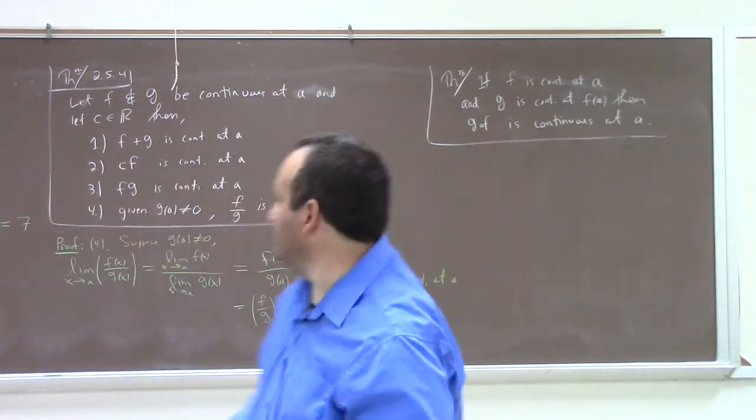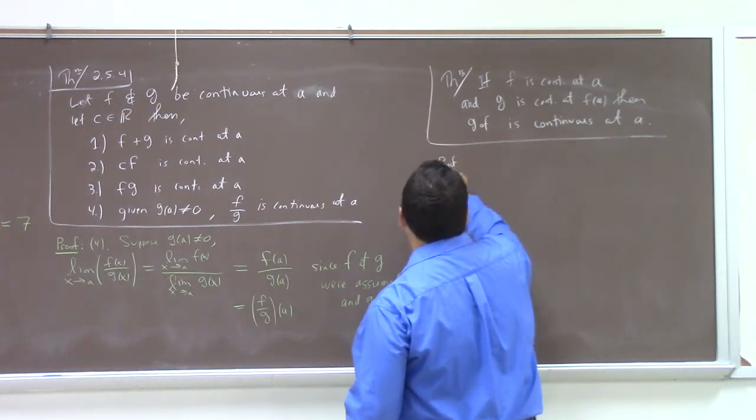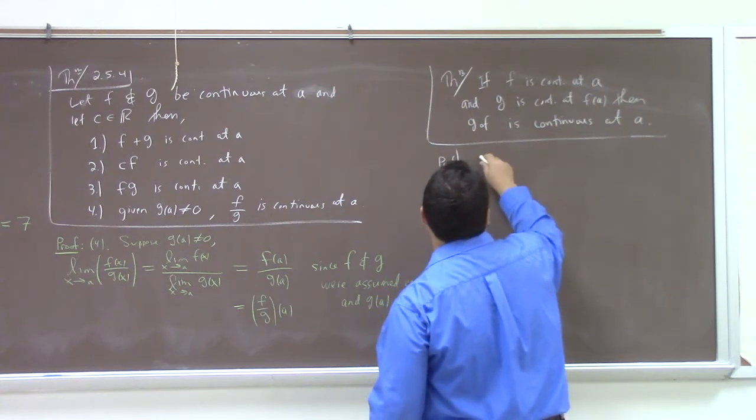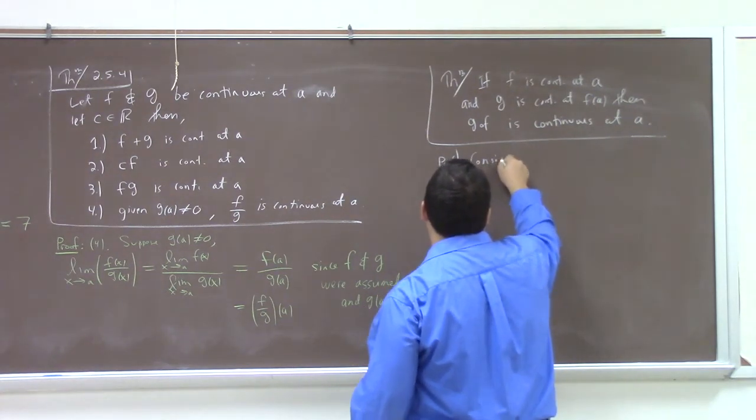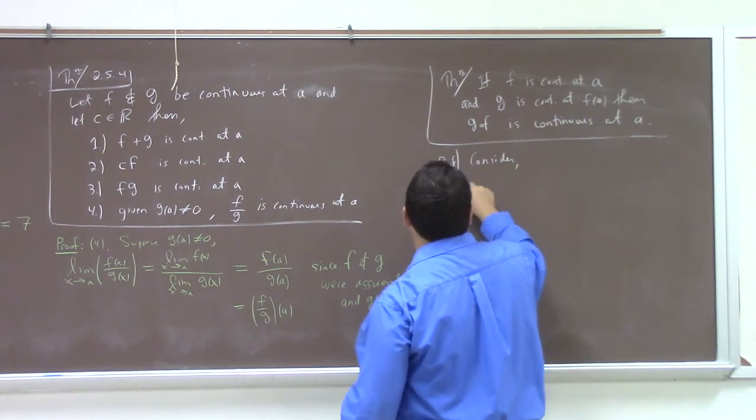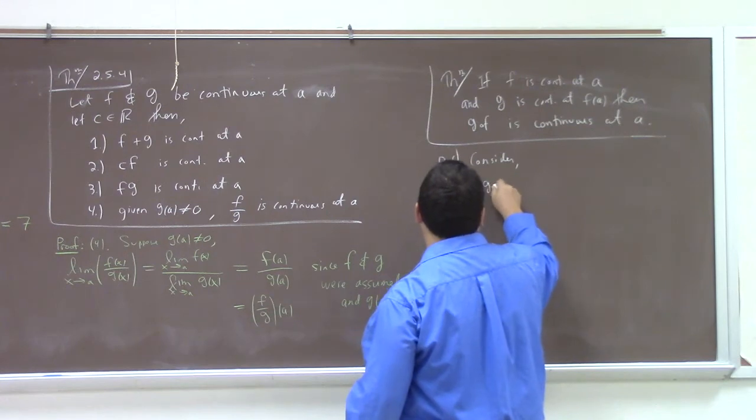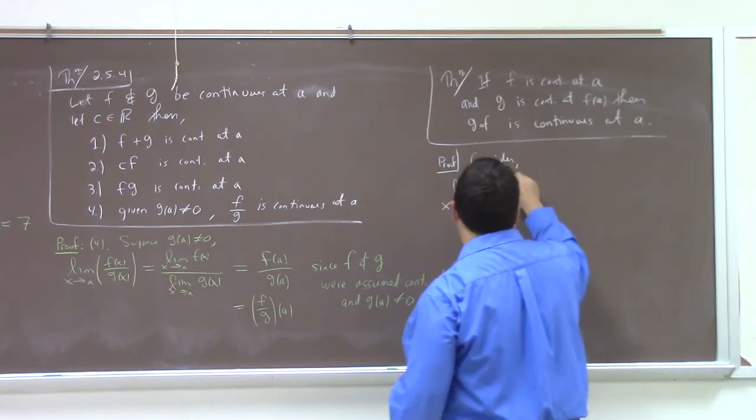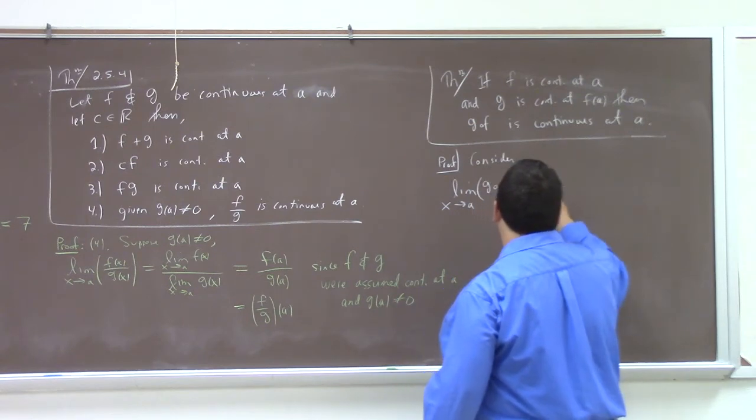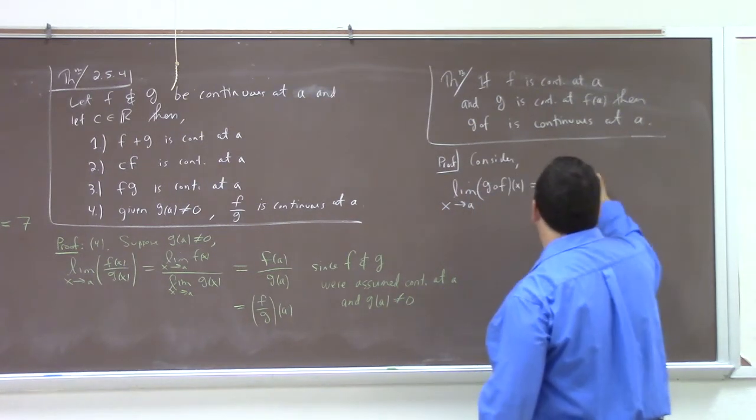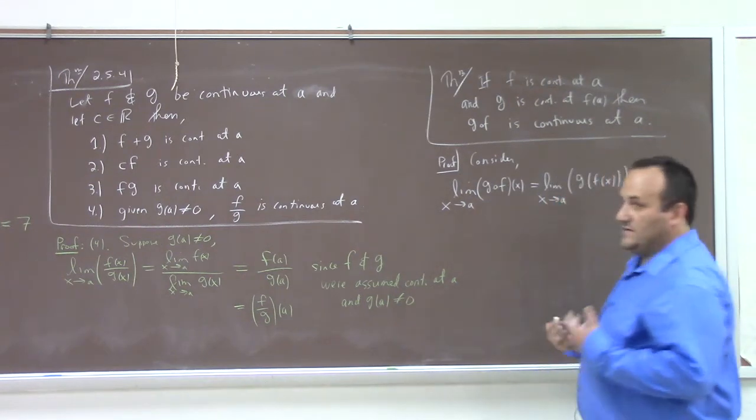Okay, so proof. You basically assume the conditions of the theorem, and consider the limit as x goes to a of g composed with f, right? So how does that work? That's the limit as x goes to a of g of f of x, right? That's what composition of functions means.